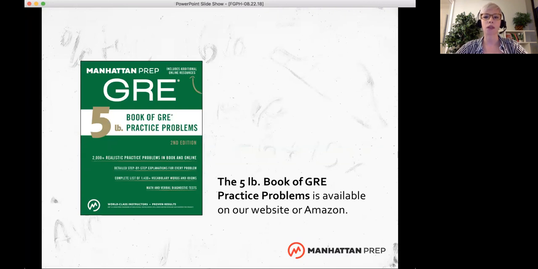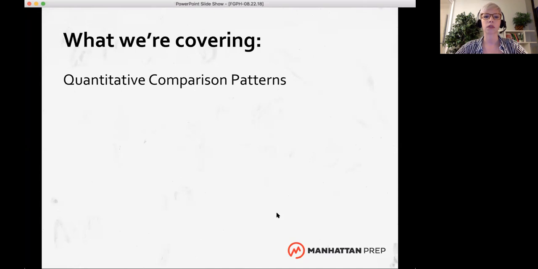Here's what we have on our plan for tonight. We're going to be doing quantitative comparisons. So just tell me in the chat, how many of you have taken the real GRE before? Do we have any GRE experts in here? A few of you have taken it Saturday, congratulations, or should I say good luck. Have any of you taken a practice exam? All right, a lot of people here have taken practice exams, great.